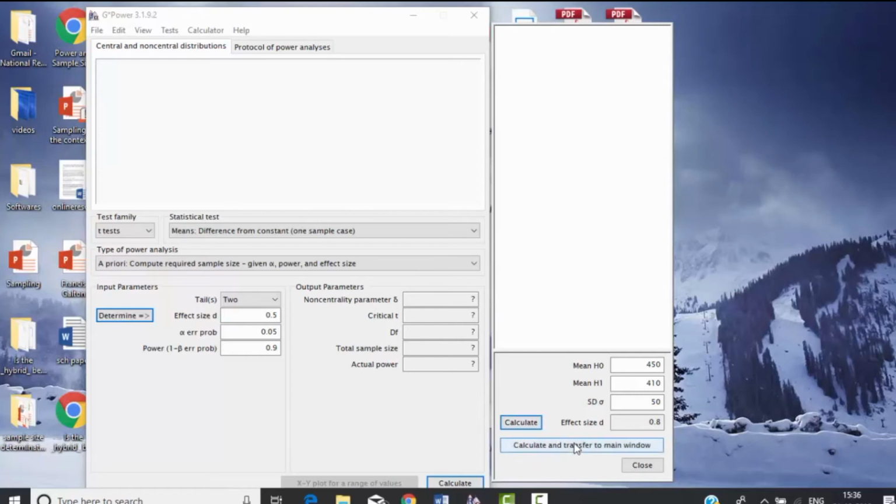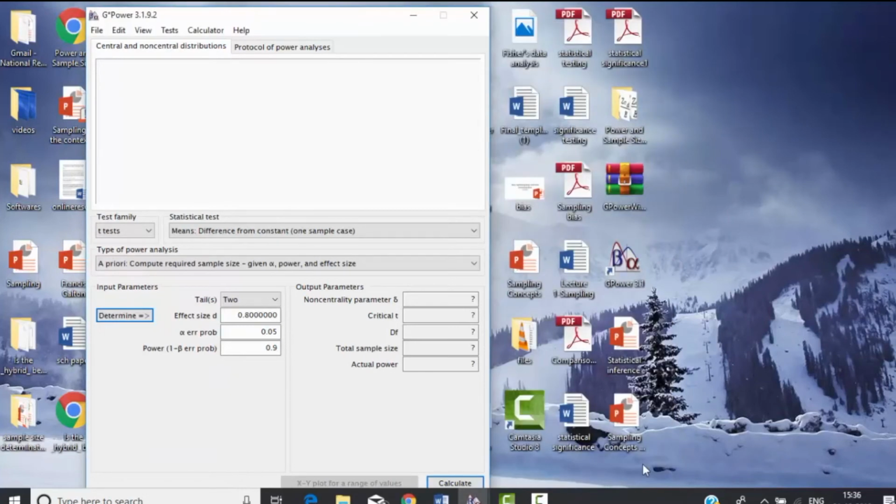Now calculate and transfer to main. You have transferred the value to the main window. There is no need for this secondary window, and we will close it. Now the output parameters you see here: non-centrality parameter delta, critical t, degrees of freedom, total sample size, and actual power.